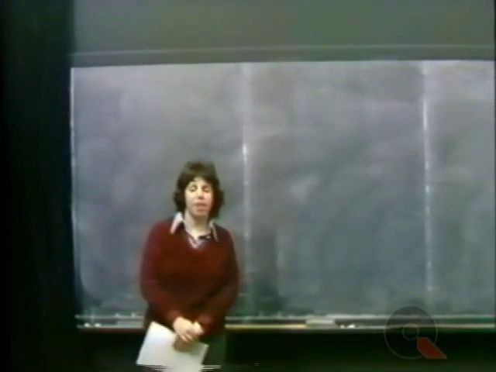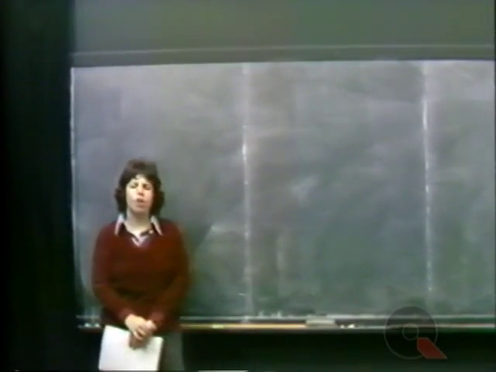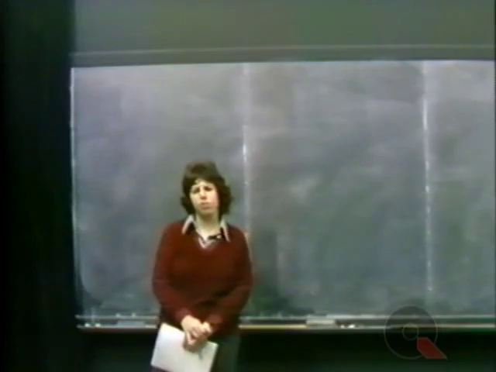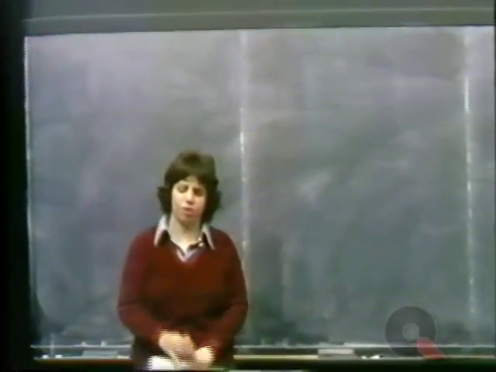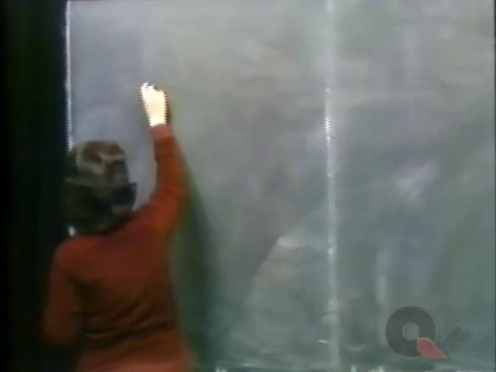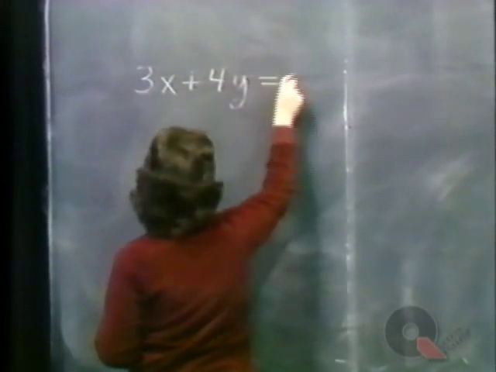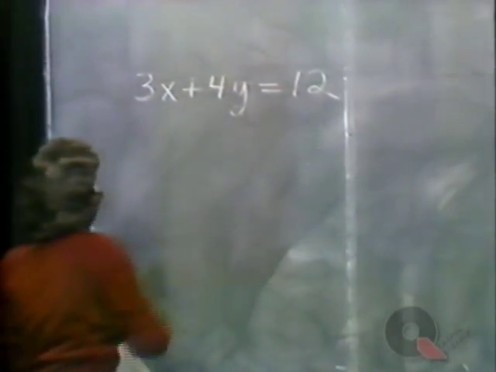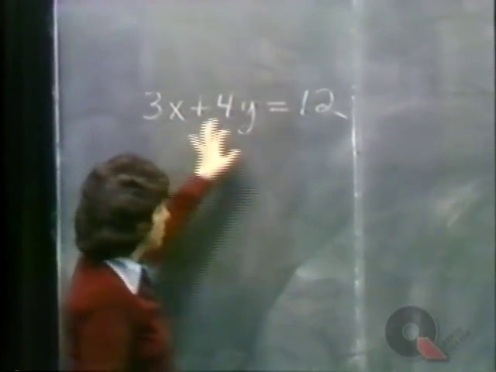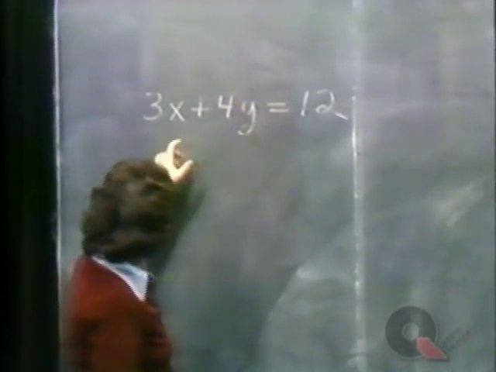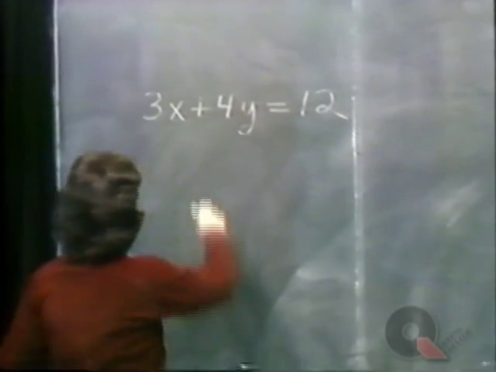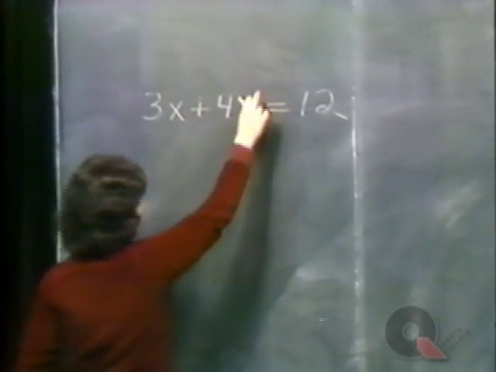In algebra and in other fields in which algebra is used, we frequently encounter first-degree equations in two variables. For example, something like this, 3x plus 4y equals 12. There are two variables in this problem, x and y, and this equation is first degree. The power for x is 1, the power for y is 1.